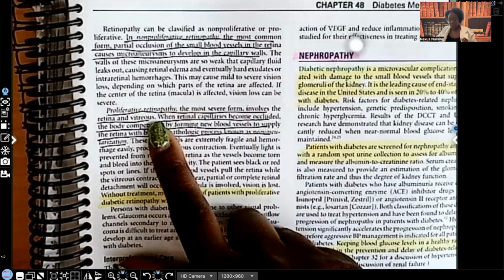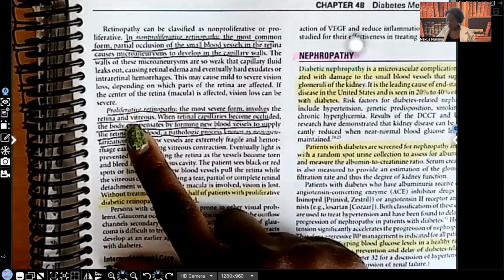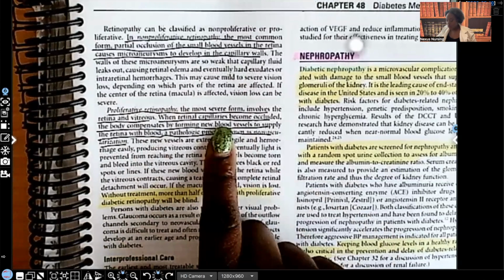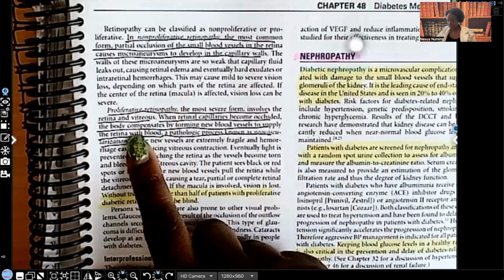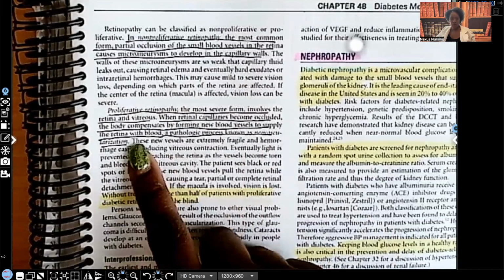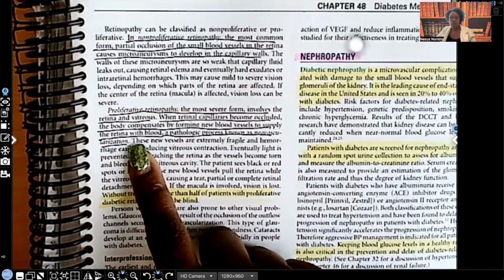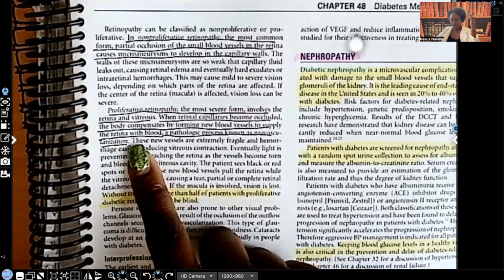In proliferative retinopathy, the most severe form, it involves the retina and vitreous. When retinal capillaries become occluded, nothing's getting through, the body compensates by forming new blood vessels to supply the retina with blood. It's trying to prevent you from losing your sight. Okay, so you have, we call it, oh my gosh, what's the word I'm looking for? Collateral. They're collateral routes. That's what they make, okay?